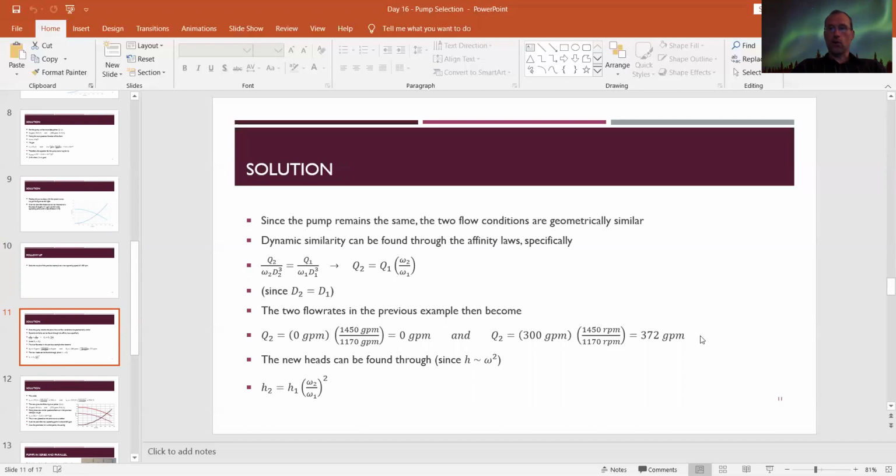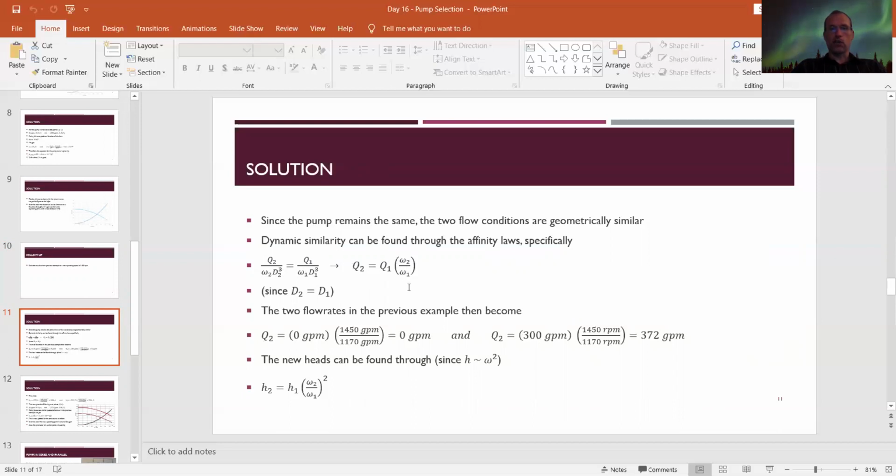So things like the flow coefficient. My flow coefficient was Q over omega d cubed. So for my new case, Q2 over omega 2 d2 cubed has to equal my original case, Q1 over omega 1 d1 cubed. Again, diameters are the same, so those go away. Solving this for Q2, I get Q1 times omega 2 over omega 1.